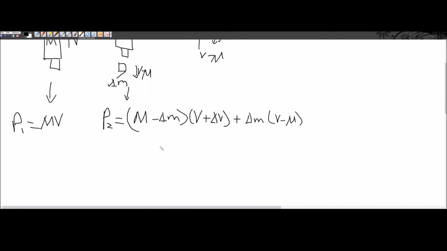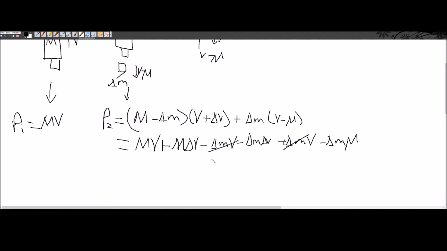So now if you expand this equation, you get big M v plus M delta v minus delta m v minus delta m delta v. And add to this, plus delta m v minus delta m mu. Now you see here, some terms can cancel out. Delta m v and minus delta m v, these two terms can cancel out. Now you're left with Mv plus M delta v minus delta m delta v minus delta m mu, right?